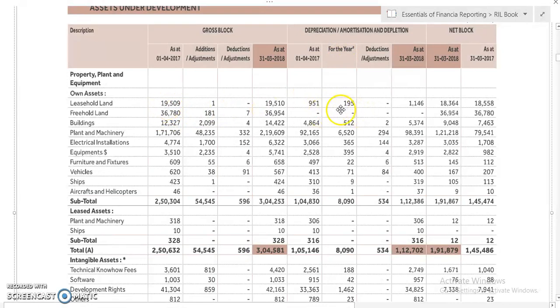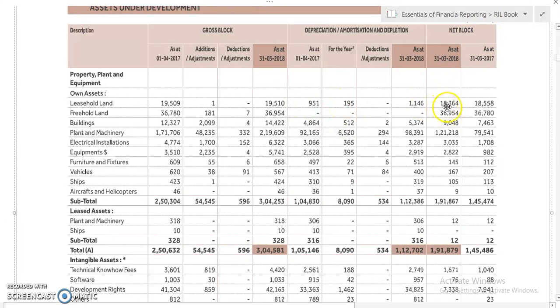Now you see they are depreciating 195, which is 1% of this leasehold land. It means that this company holds this leasehold land for 100 years. That is the reason why they are depreciating 1% every year, slowly. So now you can arrive at how many years ago they bought this asset. It looks like around 5 years. So 5 years ago they acquired the leasehold land, and now they are depreciating it 1% every year.